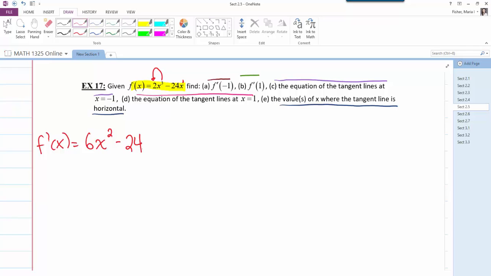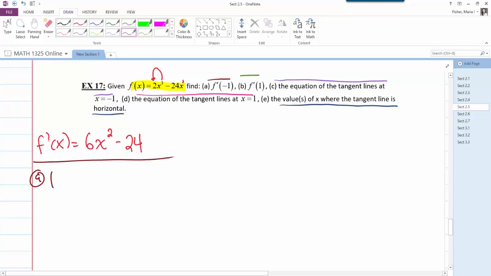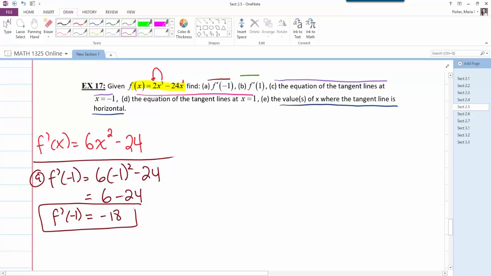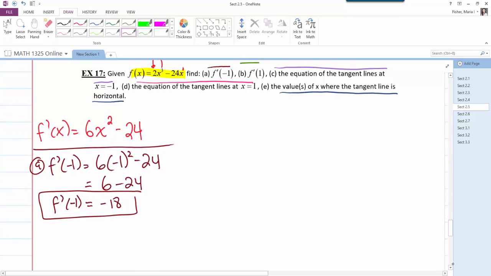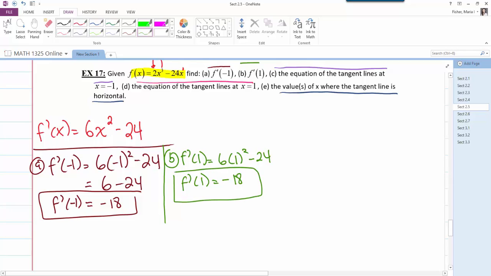So now, let's find part A. Part A says, what is f prime of negative 1? So part A, f prime of negative 1 is going to be whatever 6 times negative 1 squared minus 24 is. Well, in this case, it's 6 minus 24, and 6 minus 24 is equal to negative 18. So f prime of negative 1 is equal to negative 18. Okay, well, what's part B? Part B is asking me for f prime of 1. So for part B, f prime of 1 is going to be whatever 6 times 1 squared minus 24 is. Well, 6 times 1 squared minus 24 ends up being negative 18 as well. So f prime of 1 is equal to negative 18.